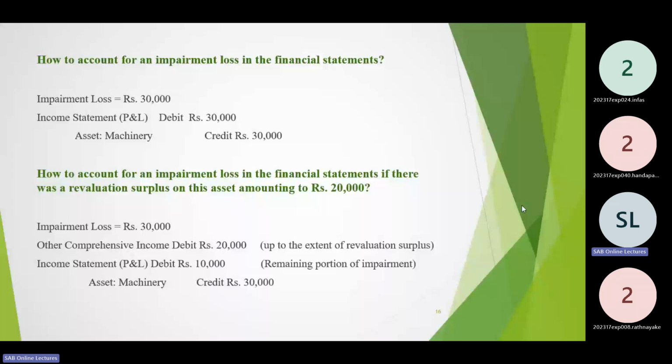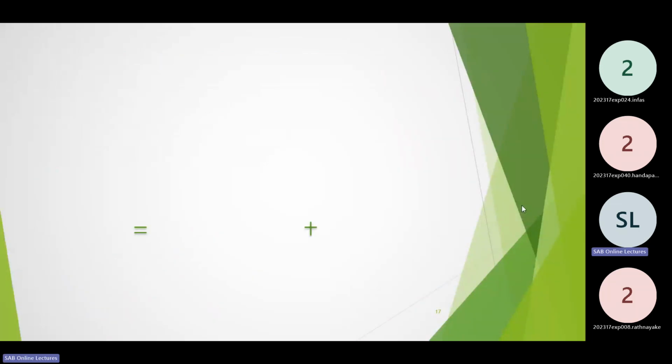20,000. You can use this double entry. Debit income 20,000, surplus and income statement P&L debit 10,000, and the asset usually credit 7,000.